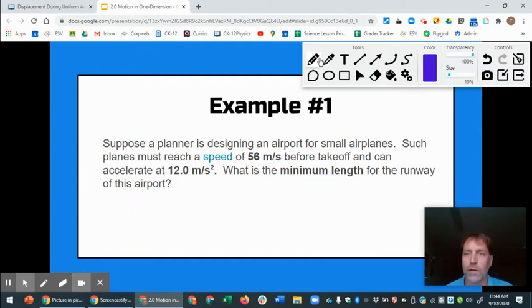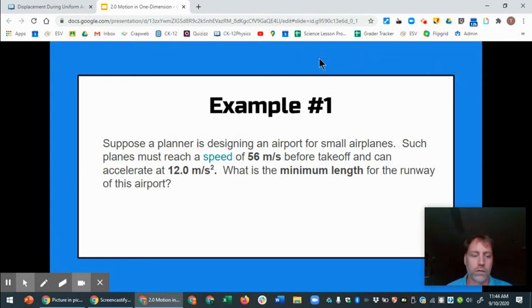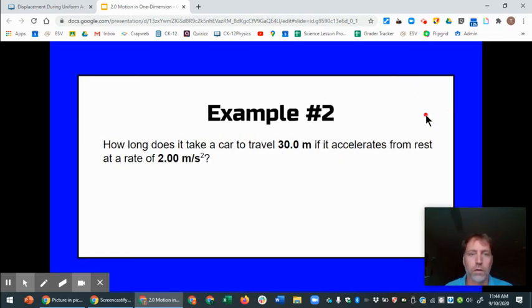Okay, so we'll clear that and we'll do another example problem, and then we'll be done with our examples today, okay? How long does it take for a car to travel 30 meters if it accelerates from rest, that's a key phrase, from rest at 2 meters per second squared? So here we have 30 meters, which is a distance, so that's a D. Accelerates from rest, so that's an A, acceleration. So we have D and A, and we have how long. That's what we need. We need time.